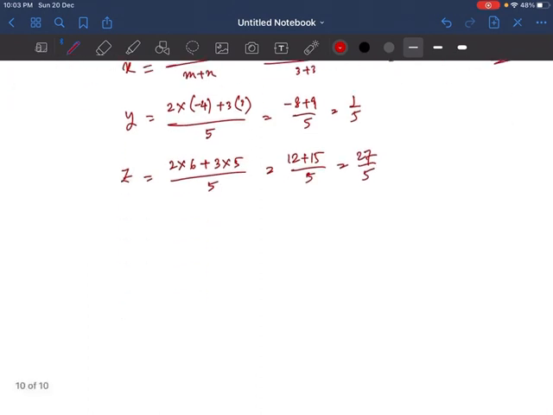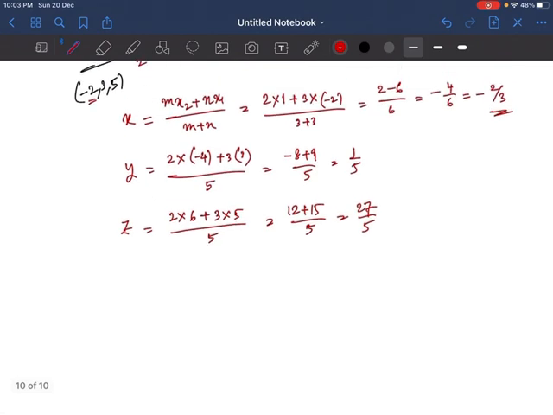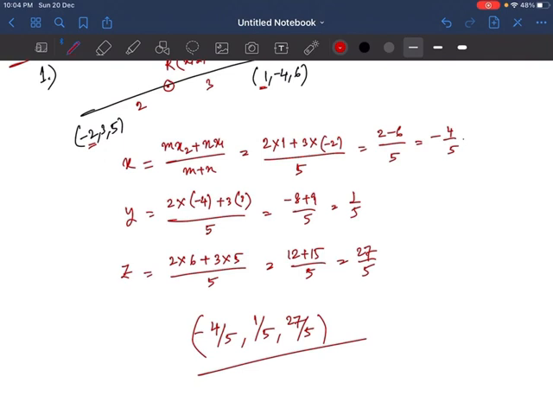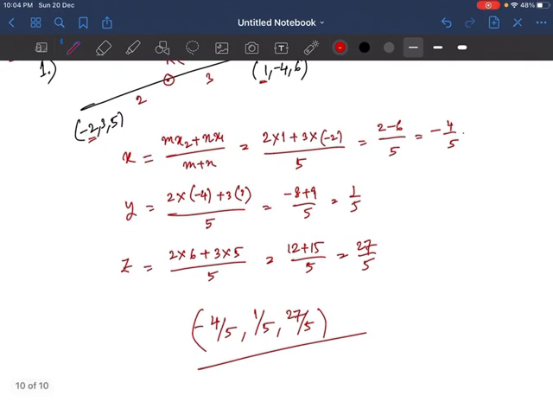So the coordinate we are getting is, we made a mistake in here. This is 5, it will be 5. How come we got 6 in here? It will be 3 plus 2, so it will be 5 in here, 5 in here. So basically it is minus 4 by 5. So the coordinates of the point which divides the given line segment internally are minus 4 by 5, comma, 1 by 5, comma, 27 by 5. That's the coordinate. So that's how we do question number 1.